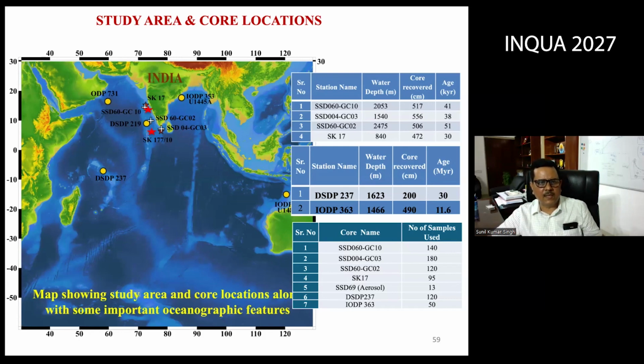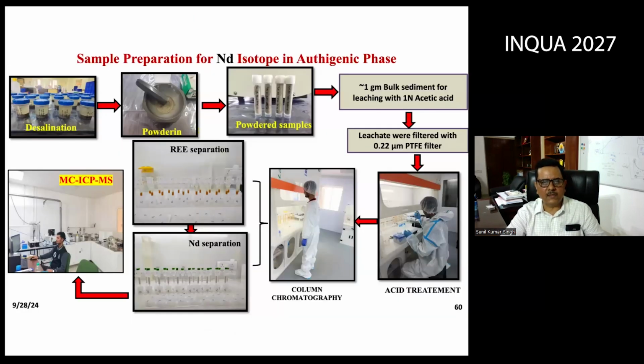So we have collected SST, GC02, GC03, SK177, and then here SK17, GC10, GC2. Several cores we have done, and many of them are actually in the Lakshadweep basin. Some of them are outside that, and some of them are within it. So I will be showing some of the results here. So these are the procedures.